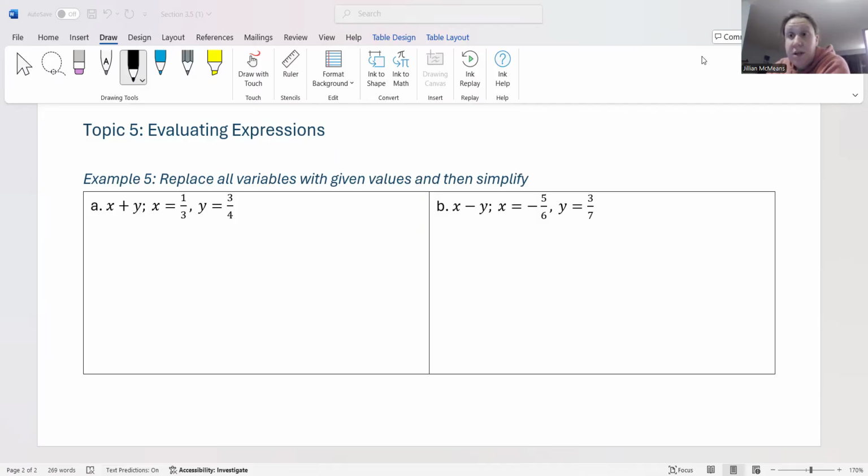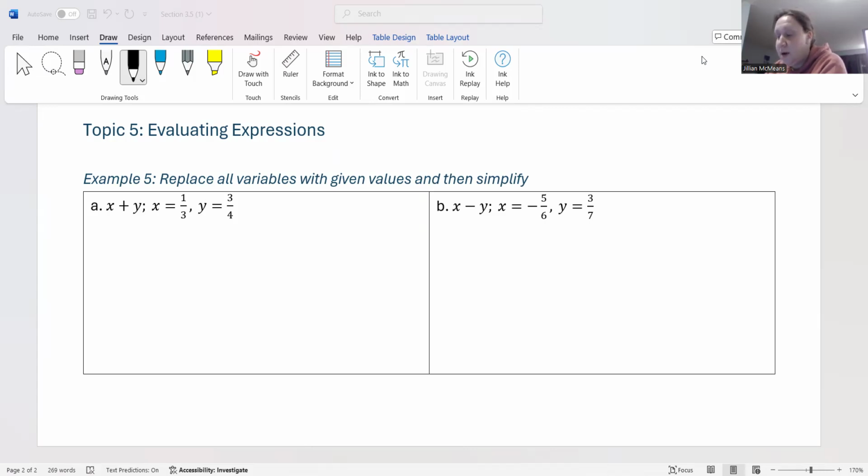Last up for this worksheet is topic 5, where we're going to evaluate expressions. So we've done this several times throughout this course. We have an algebraic expression, and we want to evaluate it. That just means we replace all variables with given values and then simplify.